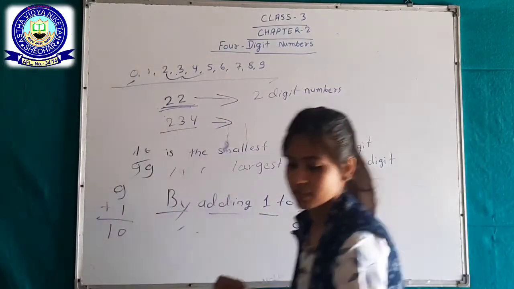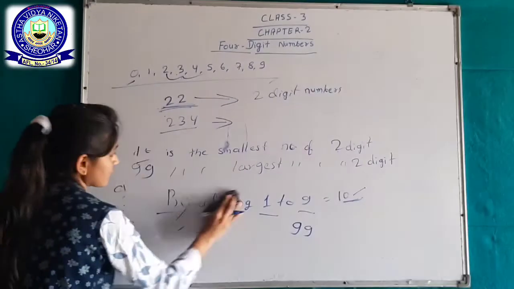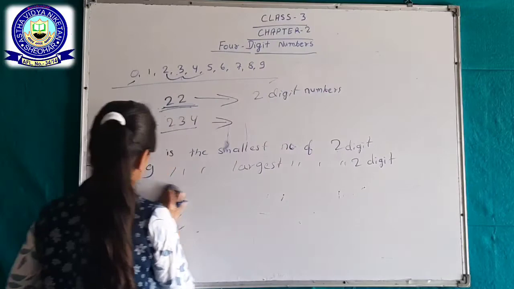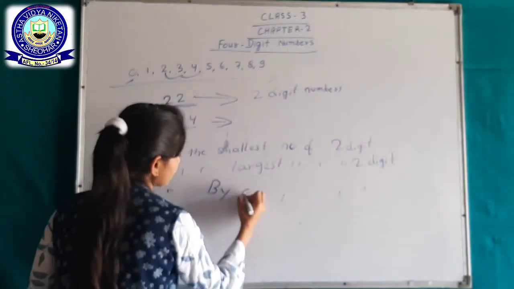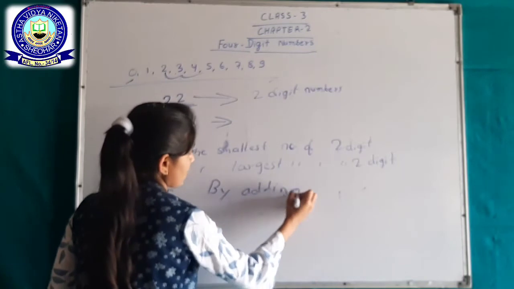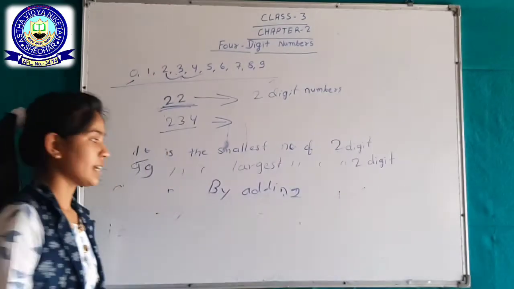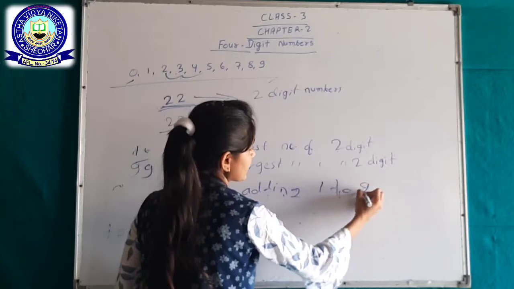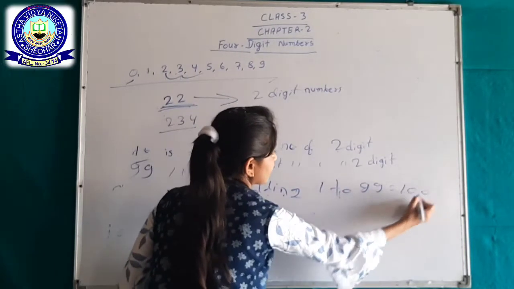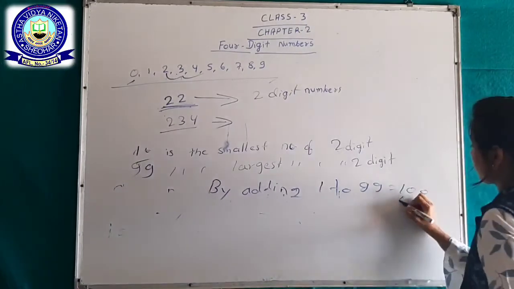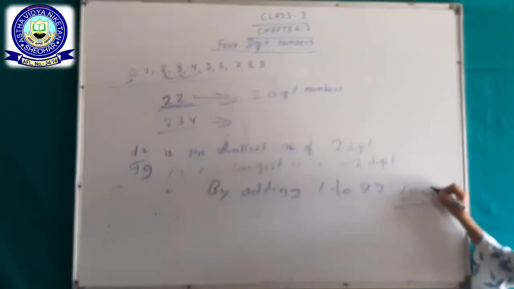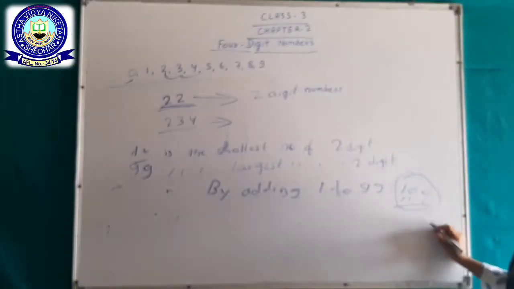By the same process, adding 1 to 99, we get 100. This 100 is a 3-digit number. It has 3 digits: 1, 2, 3, so it is a 3-digit number.